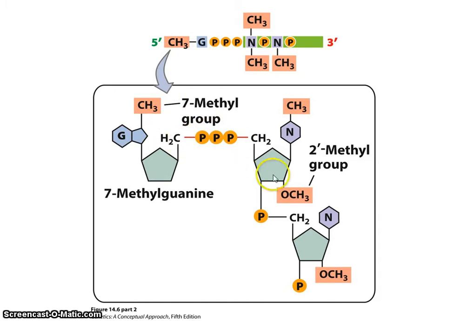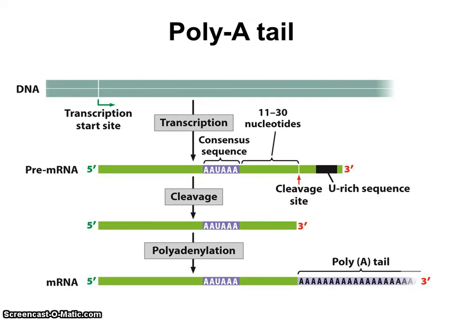It's bonded to a nucleotide here that's also methylated up here, and another nucleotide that's methylated here. Here the N is indicating that these can be any base, but there's this unique bond that's formed between the last nucleotide and the 7-methylguanine that is unusual for nucleic acid. So that's the 5' cap that's added on, and then we also get a poly A tail.